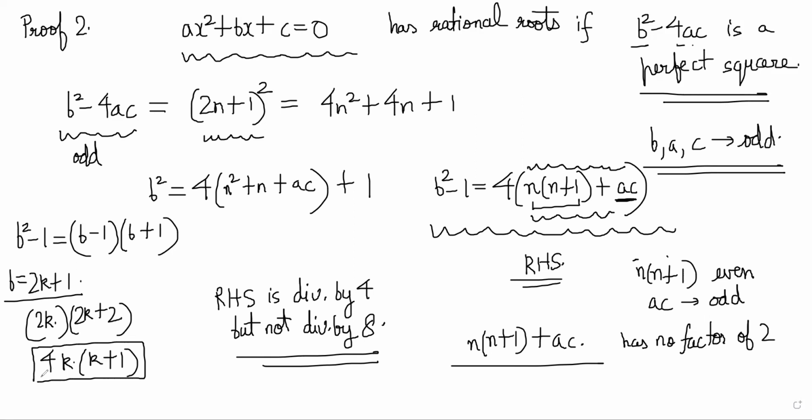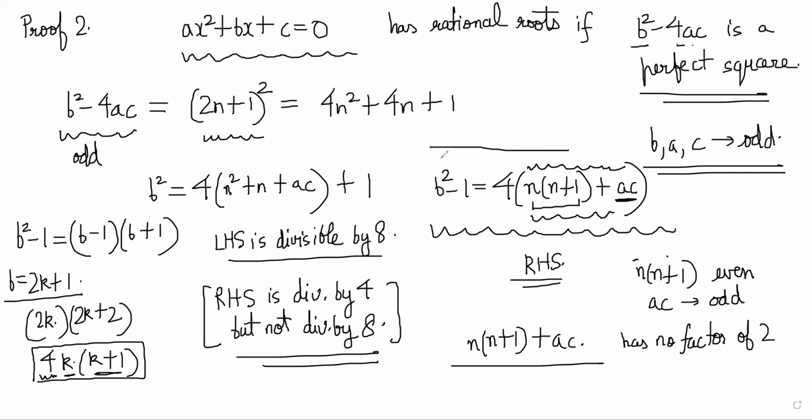Why? Because 4 is already present and k times k plus 1 is even because it's again a sequence of two consecutive numbers multiplied together. So one of them has to be even. So we are getting LHS is divisible by 8, whereas RHS is not divisible by 8, right? So that becomes a contradiction for us, right? There is a contradiction. b square minus 1 can never be equal to this.